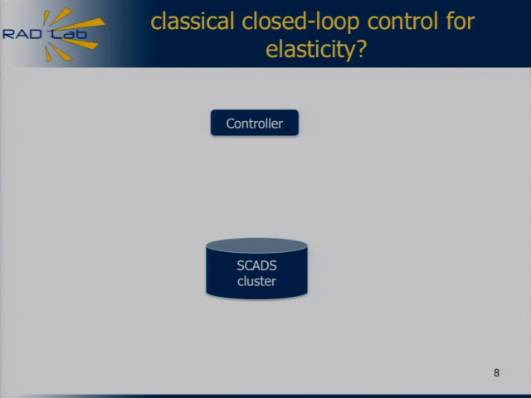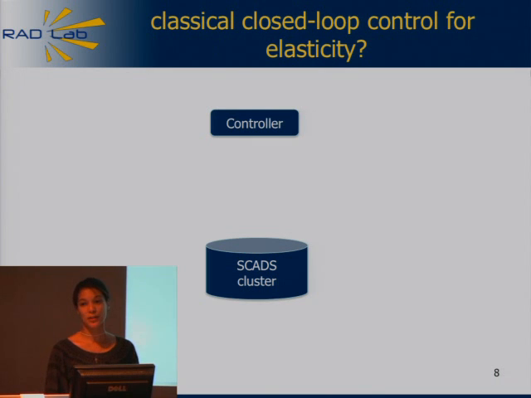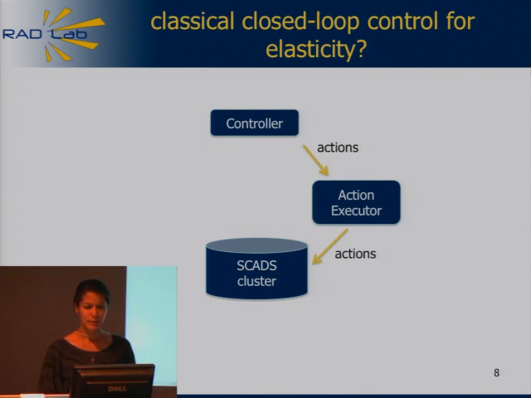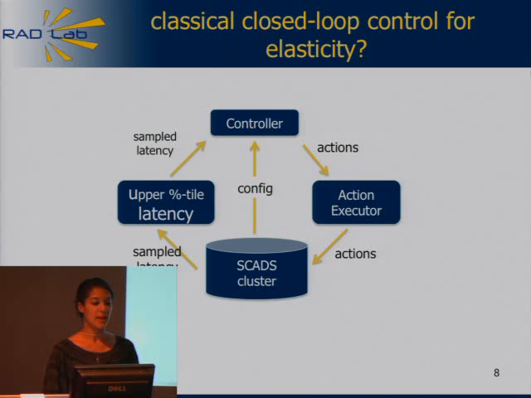So it seems natural to use a classical closed loop for doing this elastic scaling in the cloud. If we build our loop together, we have some sort of controller that's going to make periodic decisions about what changes to make to our cluster. And then we have a SCADS cluster of however many nodes it is. So we'll schedule some actions that will either move the data around, add servers, remove servers, whatever these actions might be. And the input to that would be, say, the upper percentile latency. Because remember, the SLO is the upper percentile latency, so obviously that's the thing we want to control for.